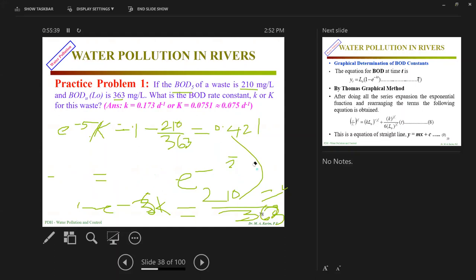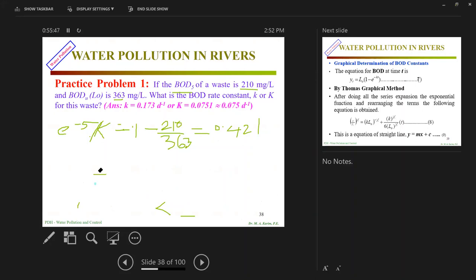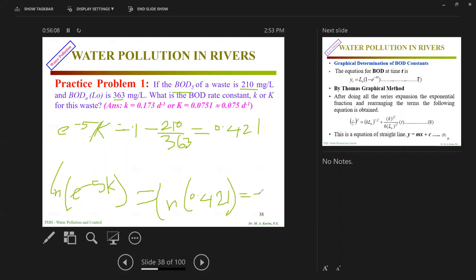So I'm going to erase that. I'm going to take log on both sides. So I'll do ln of e to the power minus 5k, equal to ln of 0.421. So this will become negative ln of 0.421, the natural log is negative 0.86.